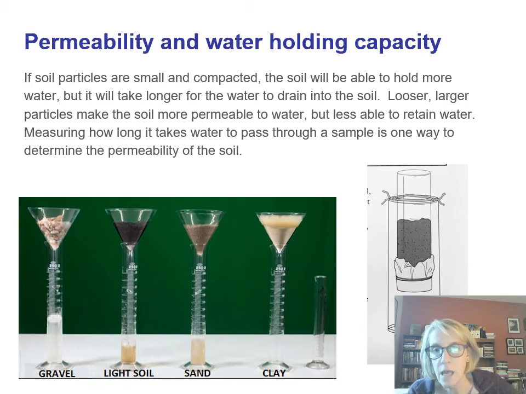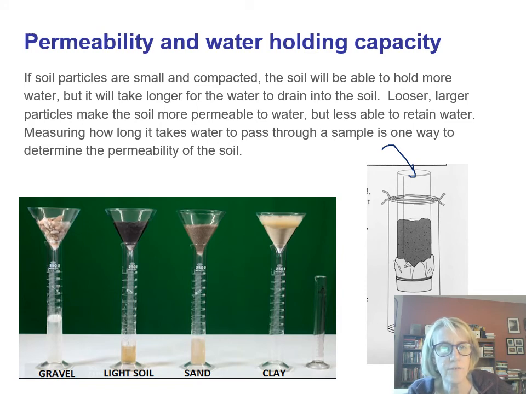So here's an easy setup where we just take a column, we put cheesecloth on one end, again, that's just to hold the soil in, and you basically add water, and you see how quickly water comes out the other side.